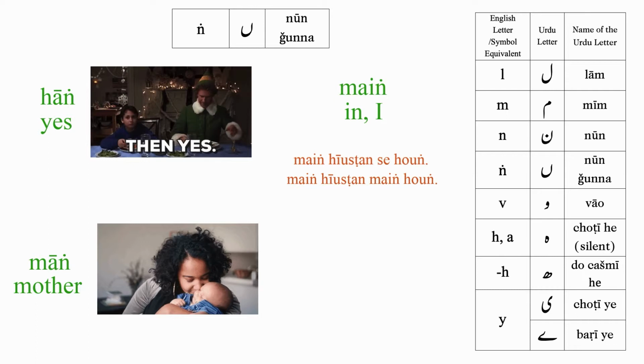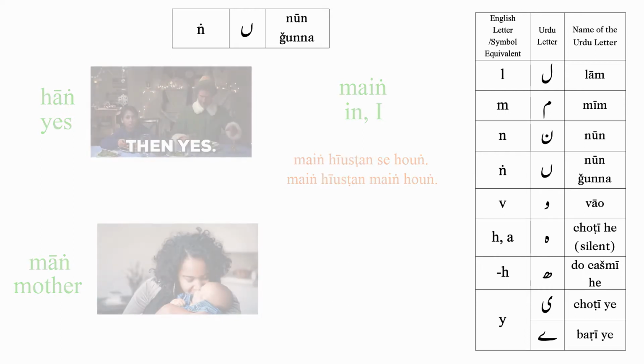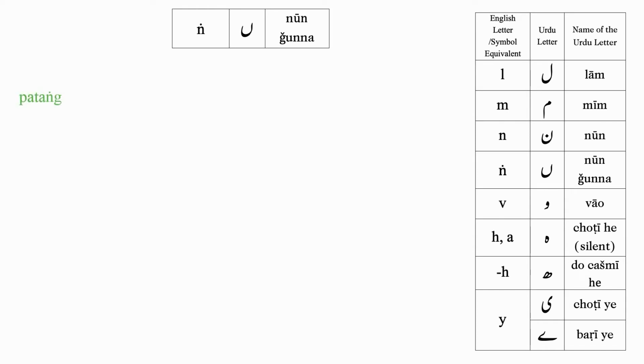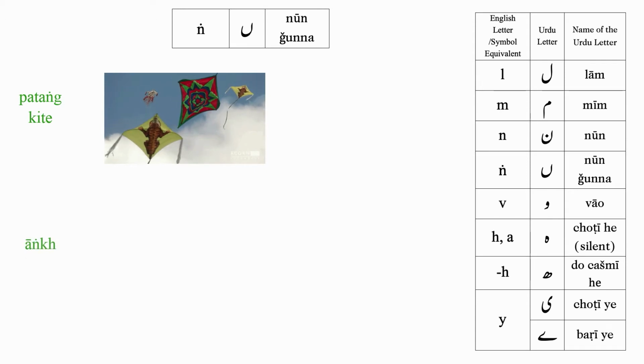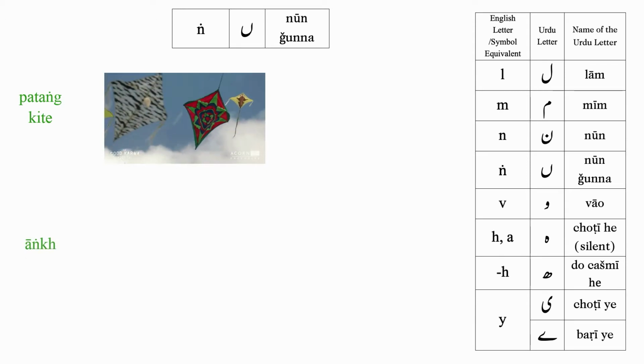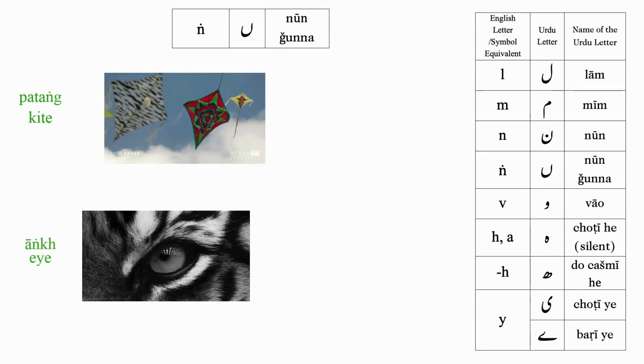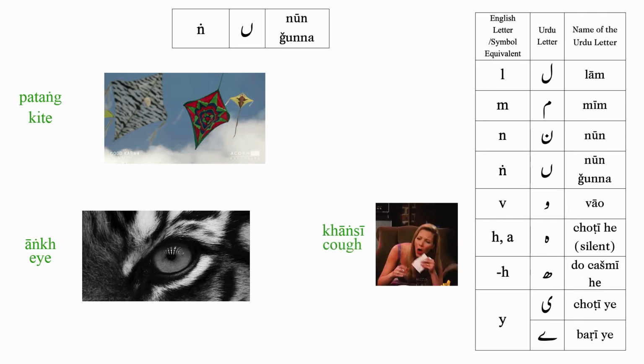Another thing about noon ghunna is that when that nasal N appears in the middle of the word, it does have a dot above it. For example, the word patang, which means kite. And then we have aankh. Aankh, which means eye. And one more word, khaansi. Khaansi, which means cough.